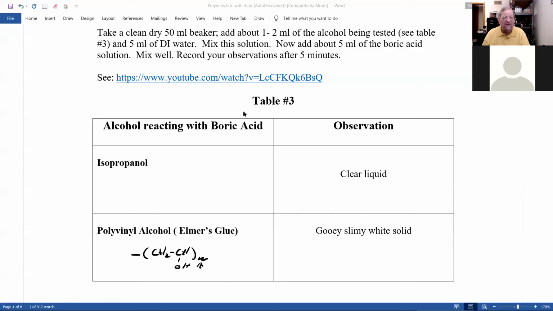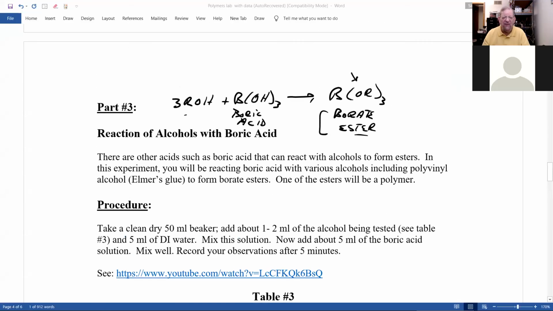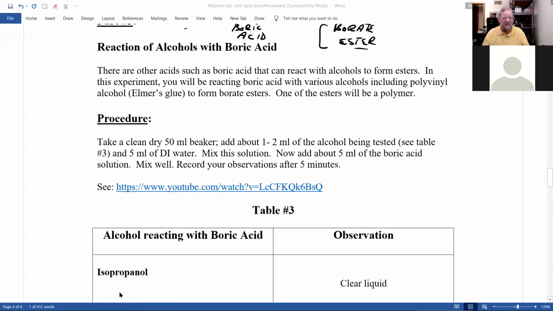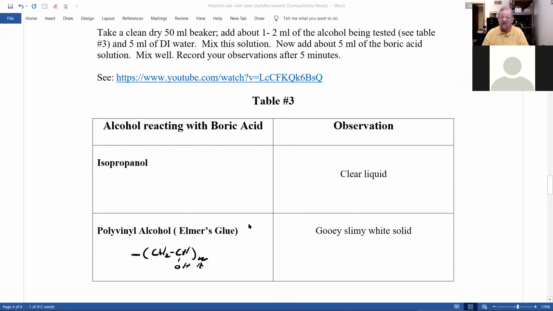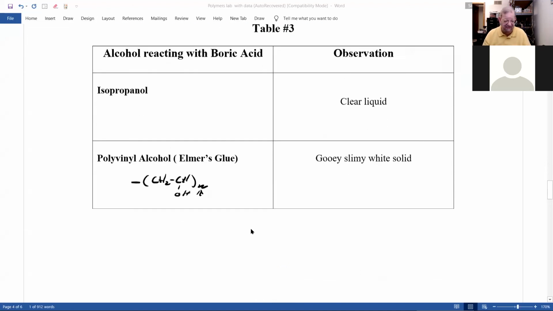when the students do it, we just take some Elmer's glue, put in some solution of the borax and I have the students mix it and you get this gooey, slimy monster slime. And with the isopropyl alcohol and the borax, it stays a clear solution. And remember the reaction I showed you right here. And when R is the Elmer's glue, it's quite large and higher molecular weight.